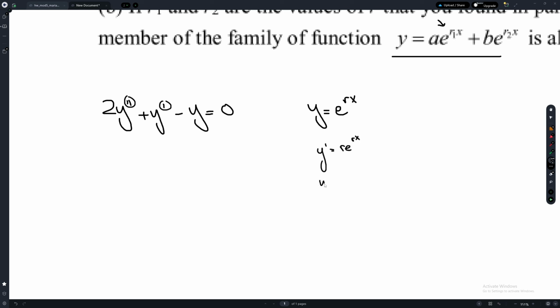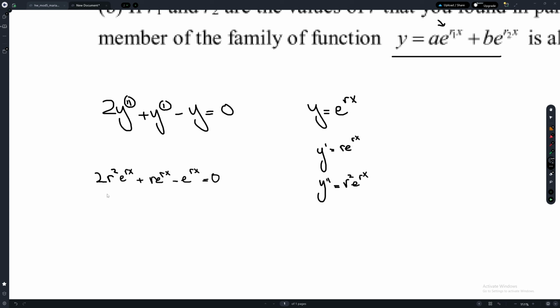I'm not going to go through how to derive, because you guys should have plenty of practice for that from last term and from this term as well. And so this is going to be r squared e to the rx. Okay, so since we got these two, now we can sub them in. So what do we got here? 2r squared e to the rx, and then plus r e to the rx minus e to the rx equals 0.